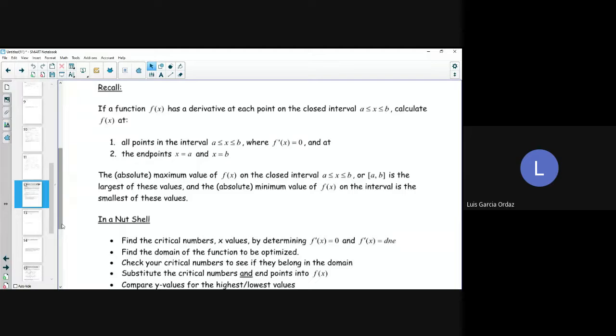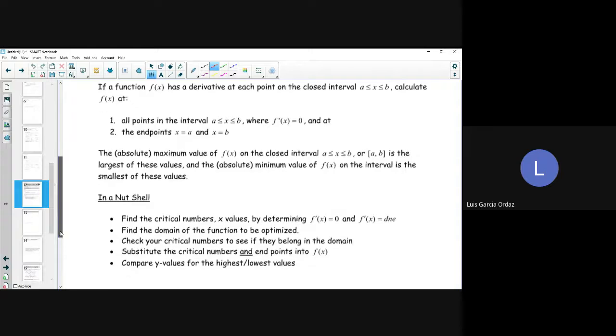So not only are you going to find where the slope of the tangent is 0, but you also have to find the values of your function at the lowest point in that interval and at the highest point of that interval as well. The absolute max value of f of x on the closed interval is the largest of these values, and the absolute minimum value of f of x on the interval is the smallest of these values.